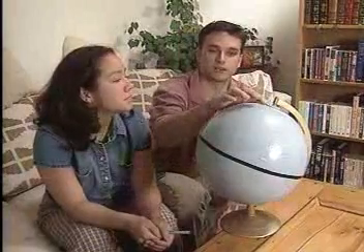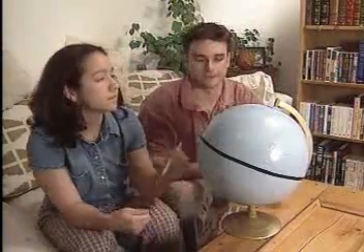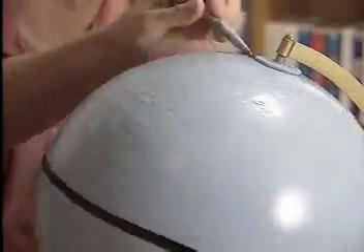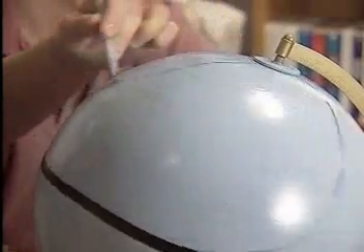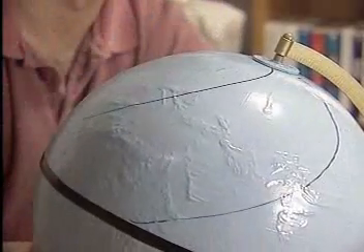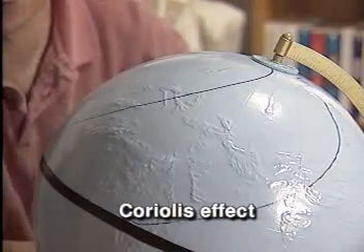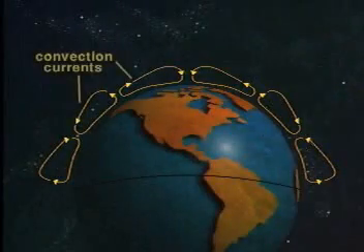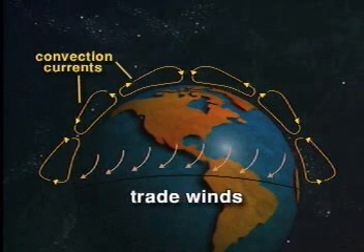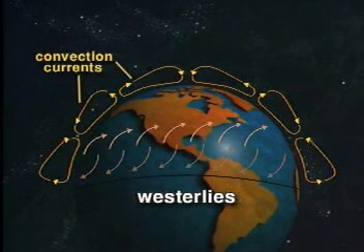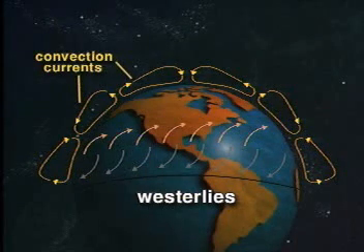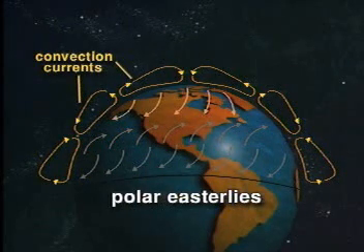Try drawing a straight line from the North Pole to the equator. They all curve the same way. This is known as the Coriolis effect. It drives the three dominant winds on our planet: the trade winds, the westerlies, and the polar easterlies.